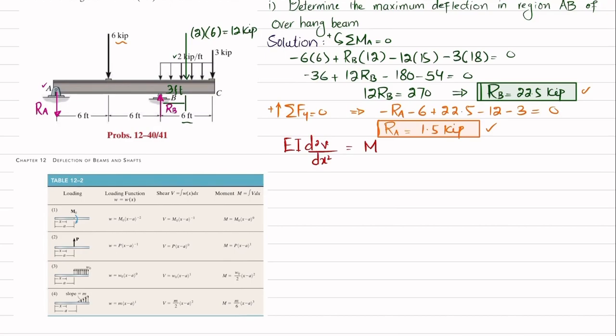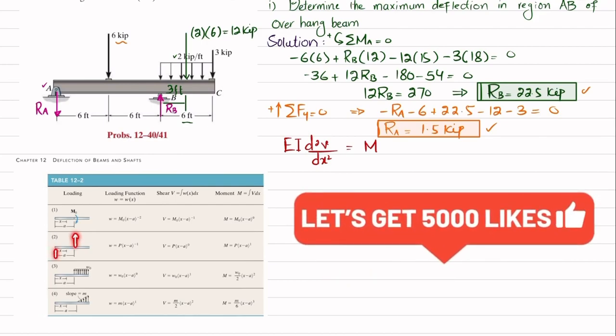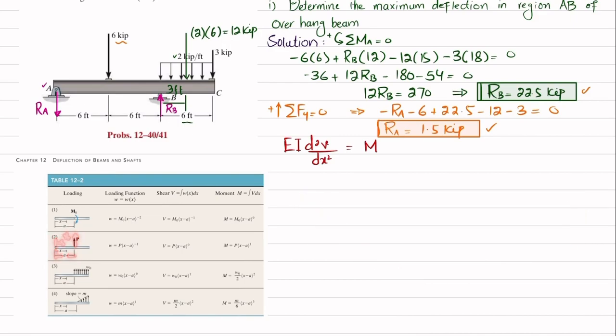loading. So first, starting from this RA, you can see this is a point load that is acting, and X starts from here. First load is P. Now you can see this is case number 2. Here a point load is acting at a distance of A from this X. Clear? So the moment function is this one, and this load is upward, so this is positive. Here this load is downward, so we will take the moment as negative. So moment will be equal to minus RA, which is 1.5, into X minus A. A here is equal to 0, so X minus 0 power 1.